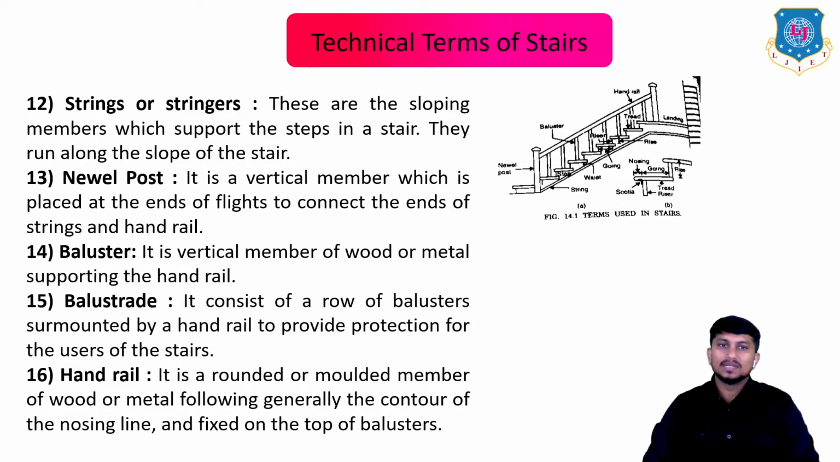Next is a baluster. You can clearly see baluster here, exactly below the handrails. It is a vertical member of wood or metal supporting the handrails. Next is balustrade. It consists of a row of balusters surmounted by a handrail to provide protection for the users of the stairs. Next is handrail. It is a rounded or molded member of wood or metal following generally the contour of the nosing line and fixed on the top of balusters.